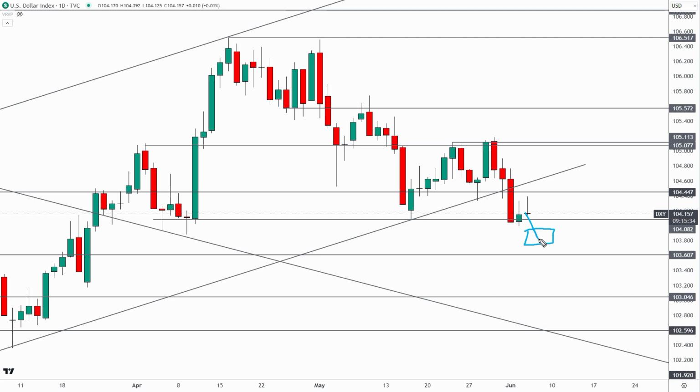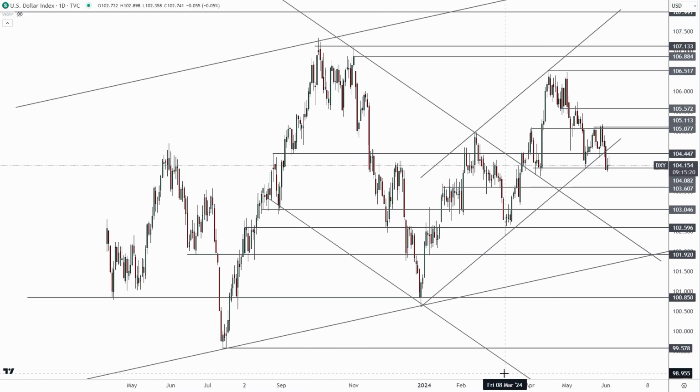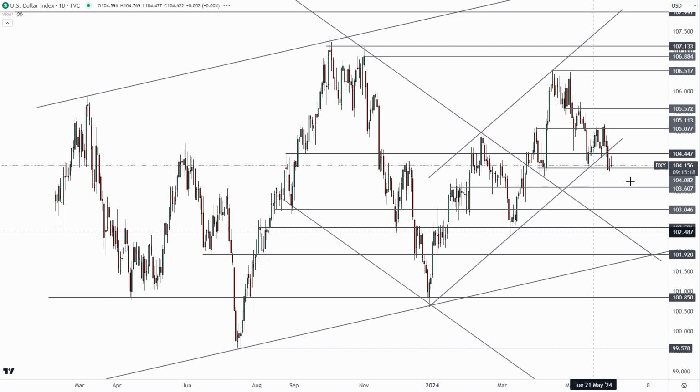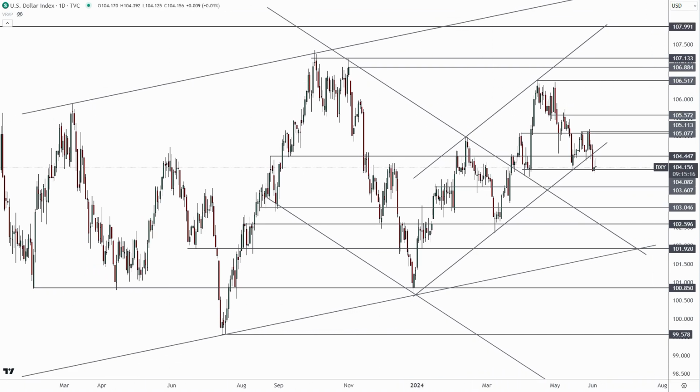Okay, so if we were to get a daily close down here, then that would be bearish for the DXY down toward levels like 103.6, potentially down toward 103. And that, of course, would be bullish for the EURUSD. Now, one thing that we've talked about recently, too, is if this breakdown holds from the DXY, then we could get a move down here toward the bottom of this larger channel.